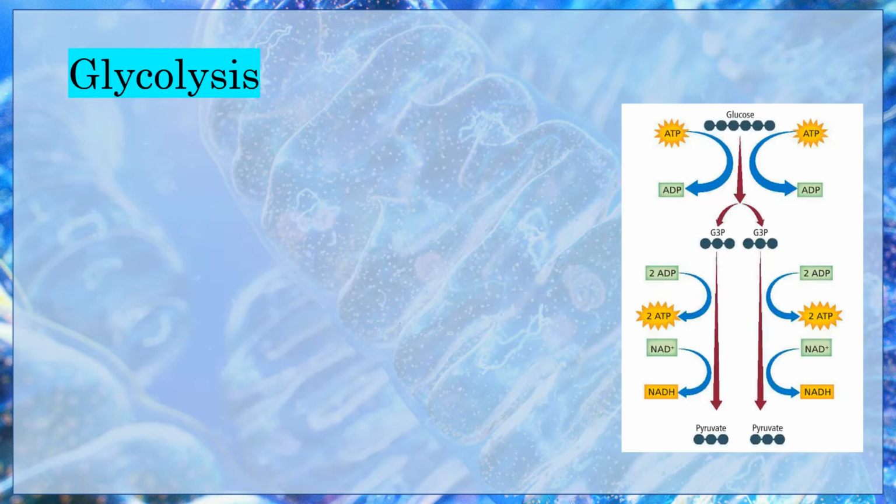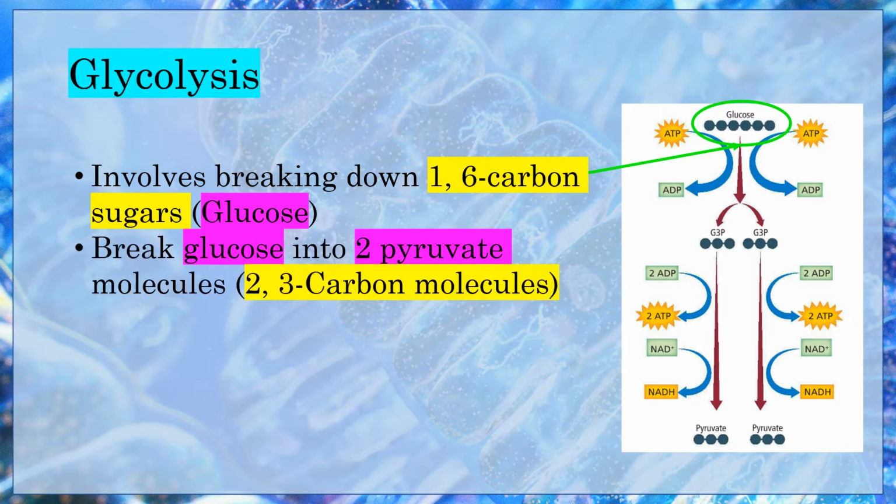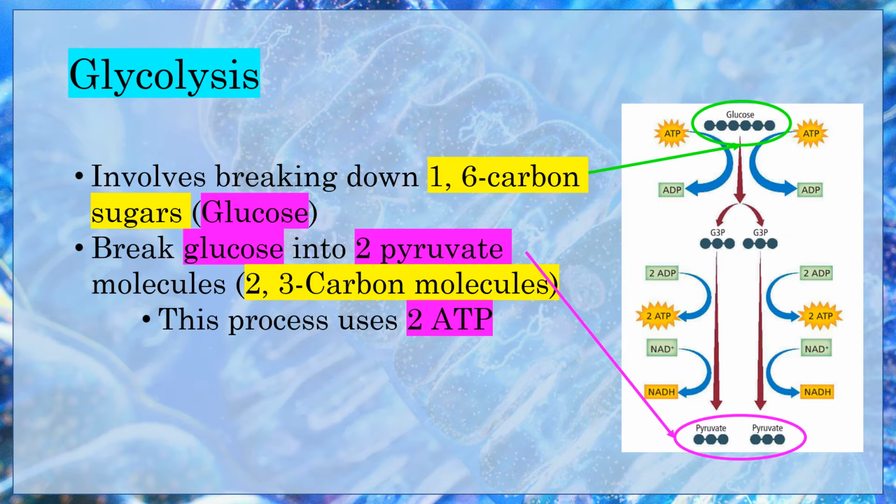Here we have the diagram for it. Starting off, this involves breaking down one 6-carbon sugar, glucose. If we see up here, we have glucose, and we can count those little dots: 1, 2, 3, 4, 5, 6. We want to break down glucose into two pyruvate molecules, which means we're going to have two 3-carbon molecules. Right there in the pink, we see where it's been split into those two 3-carbon molecules. This process uses two ATP. Up here in the blue, we see where two ATP are added to the system.